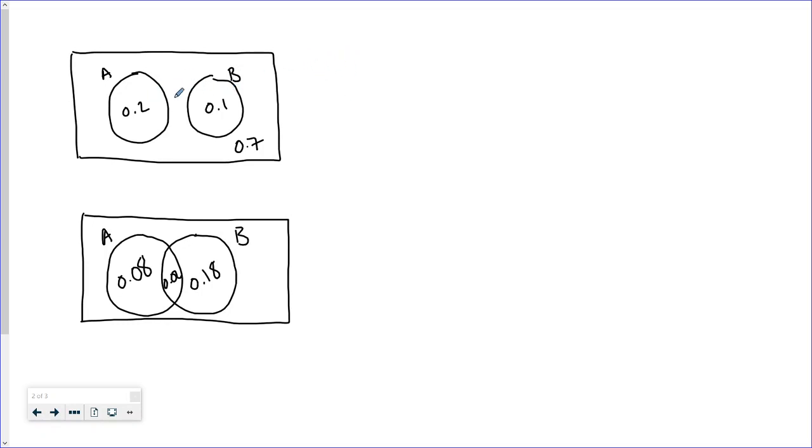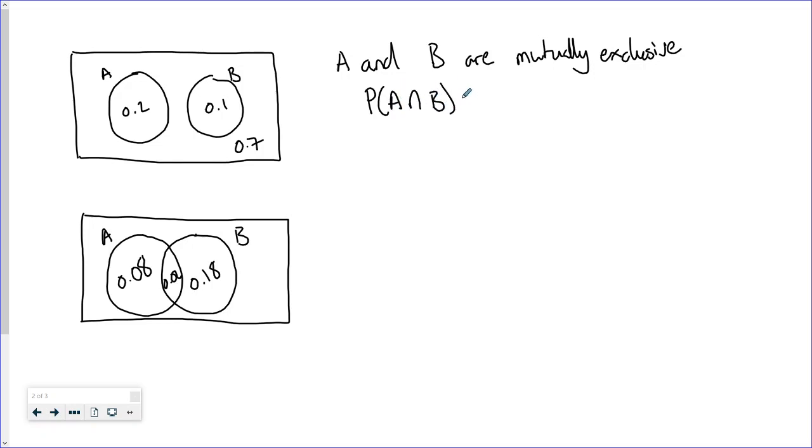So here we've got two events that are mutually exclusive. So A and B are mutually exclusive. And what this means is that there's no overlap between A and B. Or another way of saying that is that A and B can't happen at the same time. So the probability of being in the intersection where A and B happens is 0.